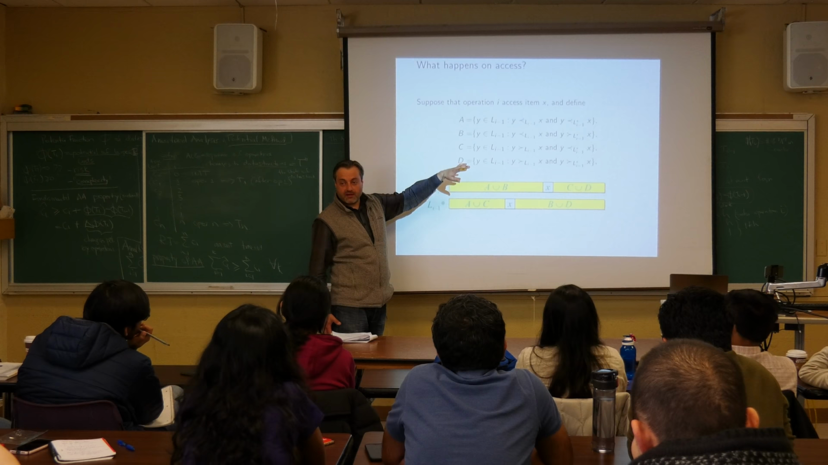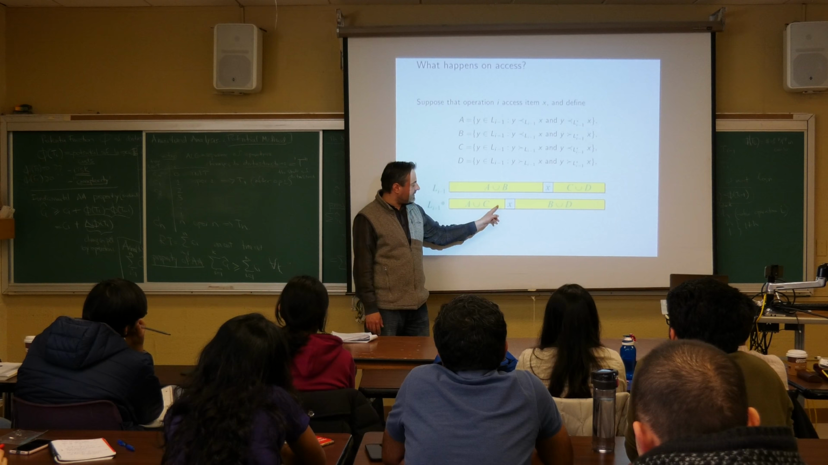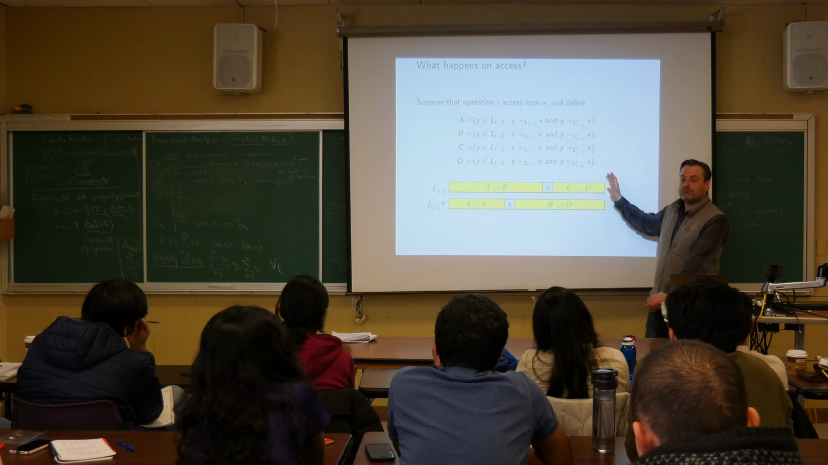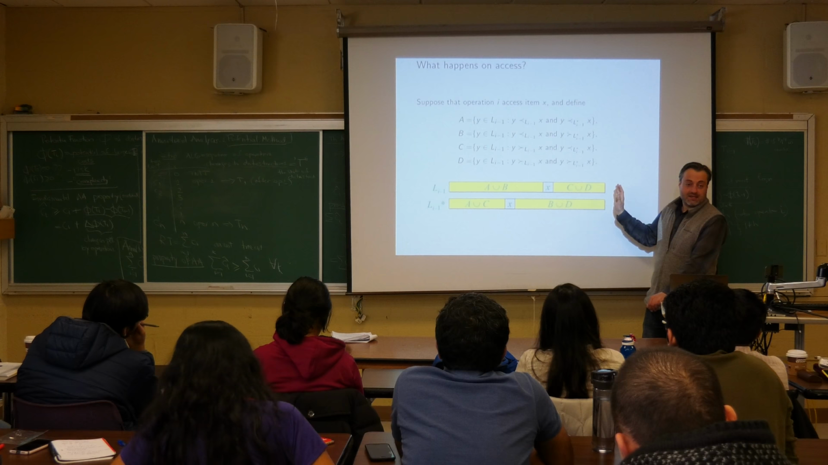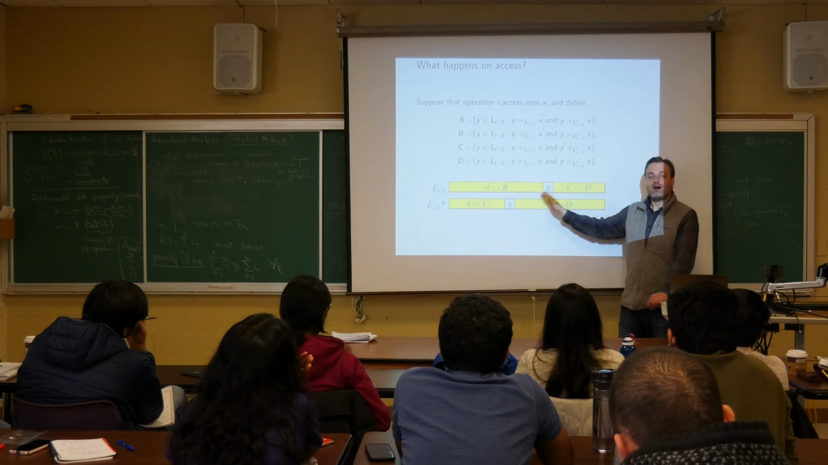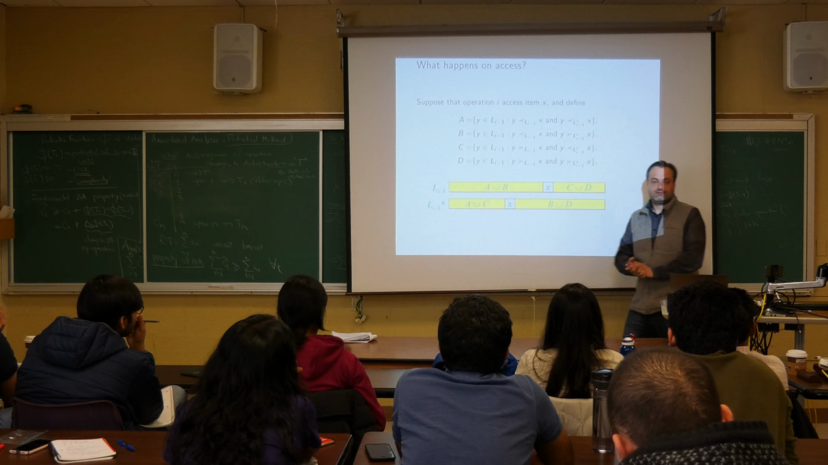A is all the elements that in both lists are before X. So whatever elements are in here before X, and in this list also before X, that's A. D is all elements that in both lists are after X. So that's easy, A and D. Who is B? B are all the elements that in my list are before X, but in the optimal list are after X. And who's C? The ones that in my list are after X, and in the optimal list are before. So that's A, B, C, D.